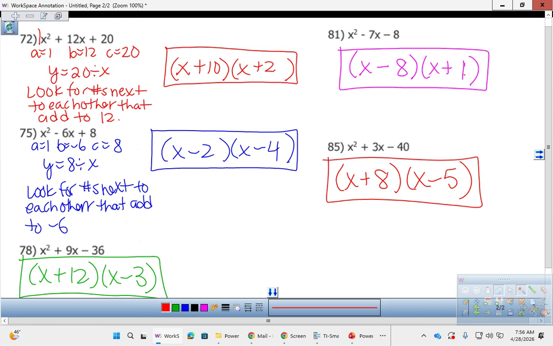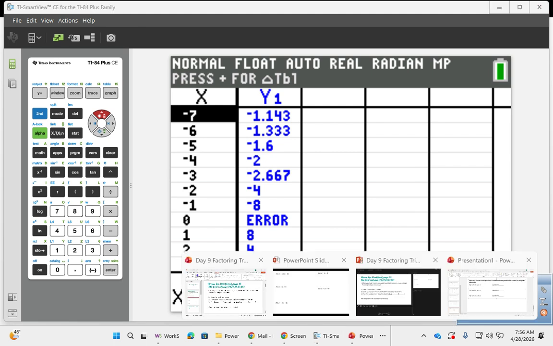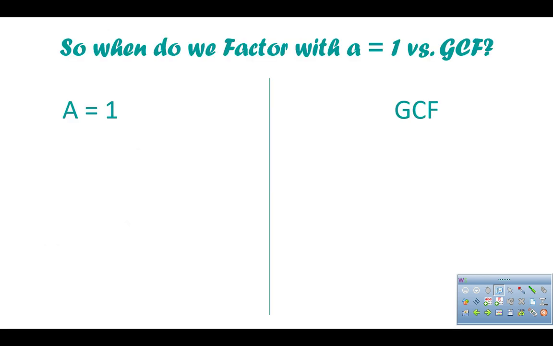So this is called the A equals 1 method, all right? We're using our calculator, though some of you can do that in your head, and then you're finding the numbers that add to that middle number. And this is called factored form. I promise you we weren't doing anything new today. What I want to do today is put both GCF and A equals 1 problems on the same page, and I want you to be able to pick out which method to use.